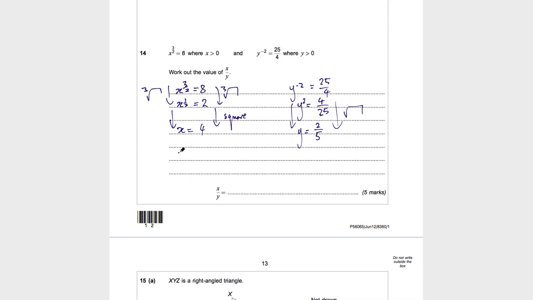X over y is 4 divided by 2 over 5, which is the same as 4 times by 5 over 2. Flip that second fraction again. That always works. We can always do that. Flip the second one and times the numerators together there. So that equals 20 over 2, which equals 10.